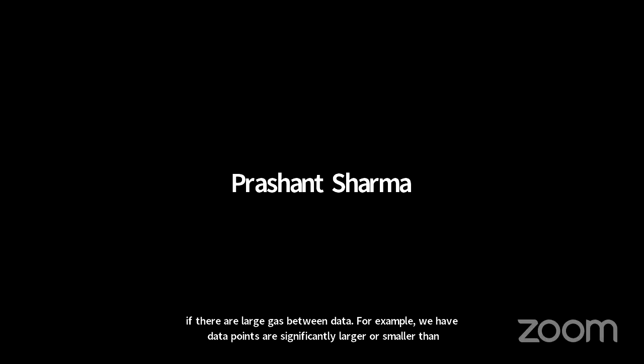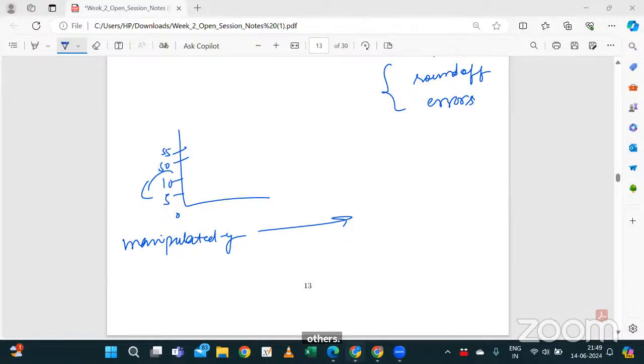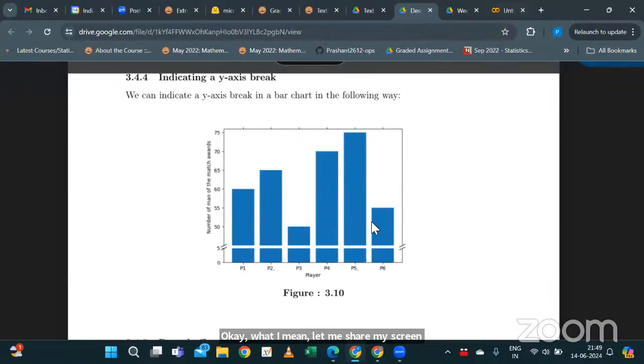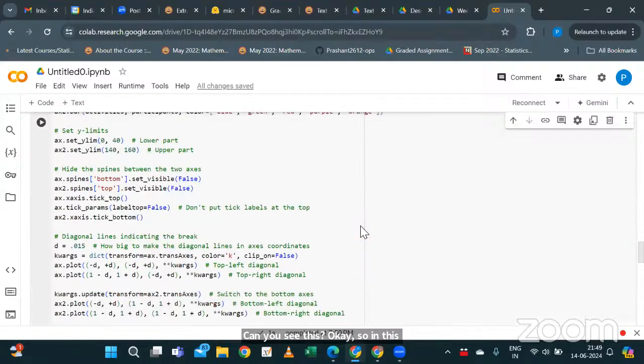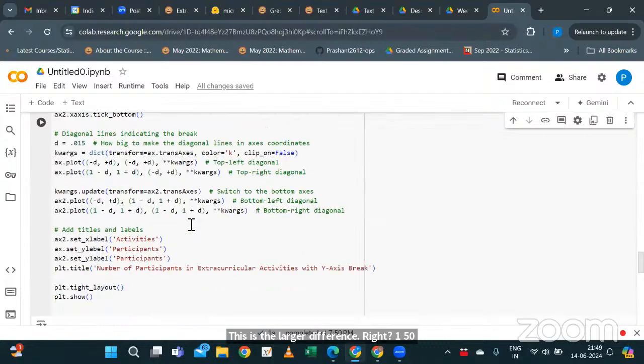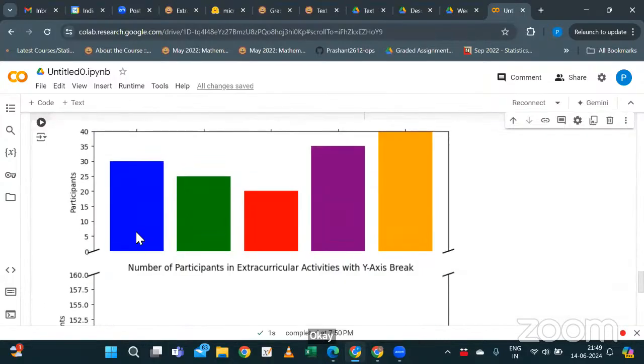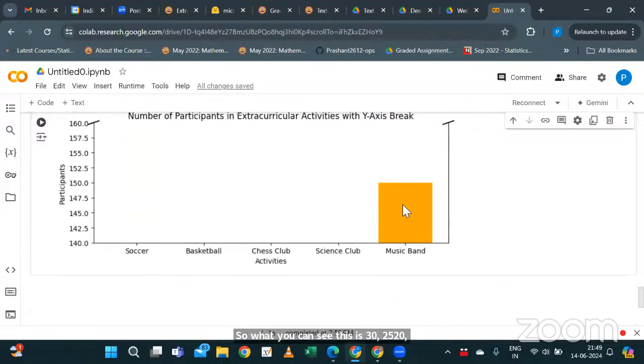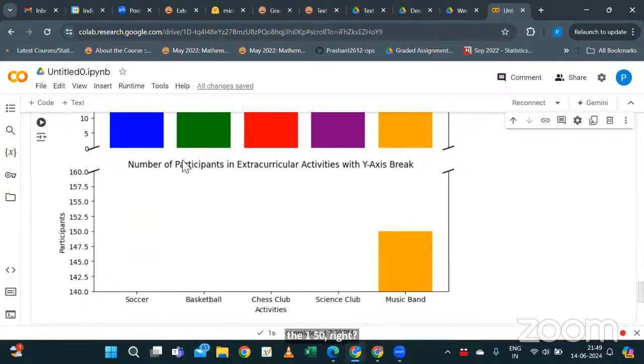Okay, let me share my screen. Can you see this file? So in this case, I just plotted the things. If you see, for soccer it's 30, for basketball it's 25, for chess club it's 20, and for science club it's 35. But this is the larger difference, 150. Now if you come to this part, the y-axis break, you can see this is 30, 25, 20, 35, but this is 150, the yellow part, music band. So we can show this break.